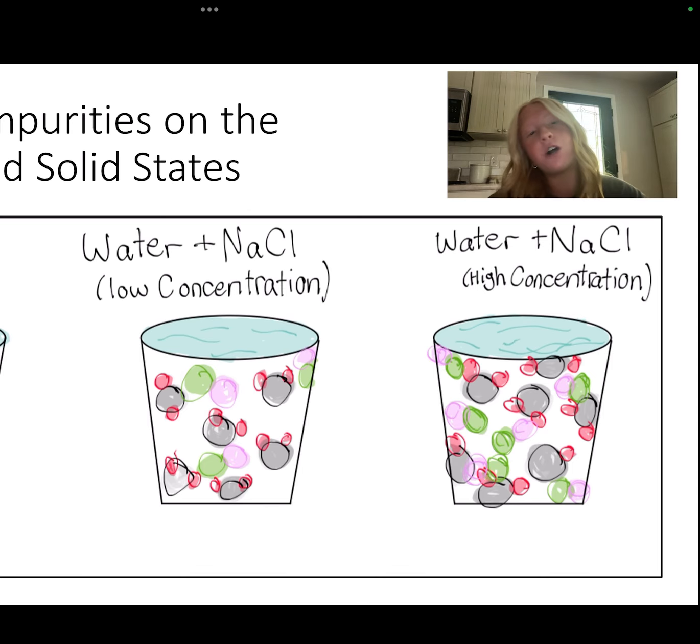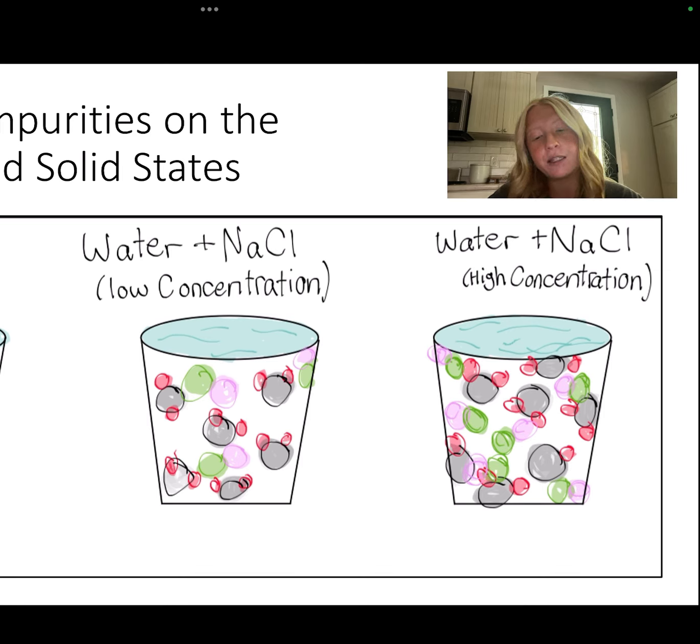And finally, I want to talk about the effects of impurities on the gaseous and solid states. For this example, I've drawn water with a low concentration of salt, and water with a high concentration of salt. I've stressed this whole presentation that water is distilled and without impurities. This is because pure water has a known freezing and boiling point, aka the point it becomes an ice or gas. If impurities are present in the water, it can alter the freezing or boiling point.